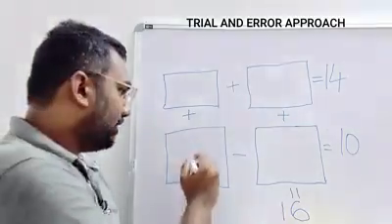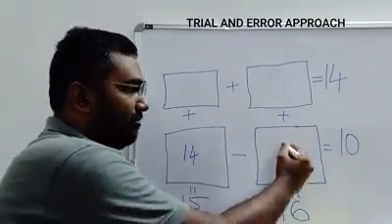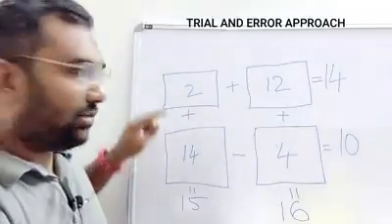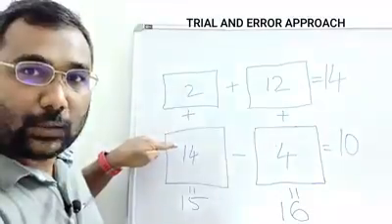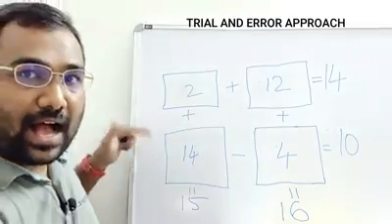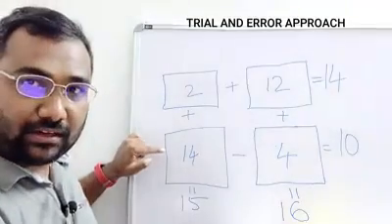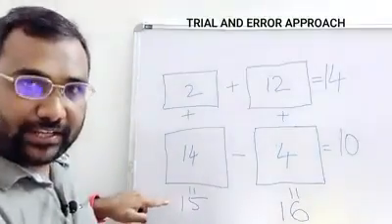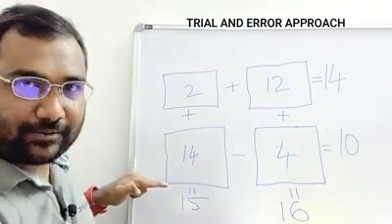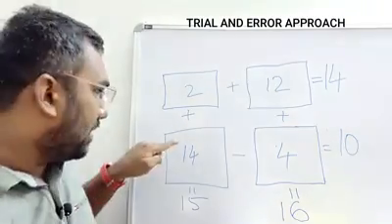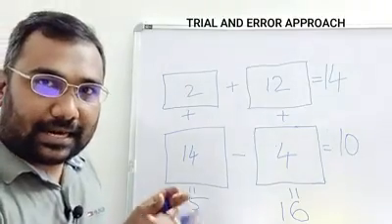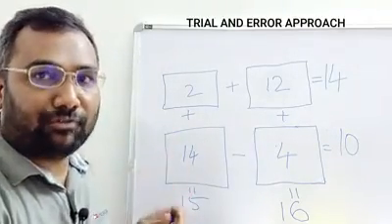Next, let's try with 14. You will have 4 here and 12 here and 2 here. So if you add 2 and 14, you will get 16, not 15. So this is not the right set. Earlier, when we tried with 13, we got 14 here, correct? Now when we tried with 14, we got 16. Now if we try any number above 14, definitely that number will be greater than 15. So the answer lies somewhere between 13 and 14.